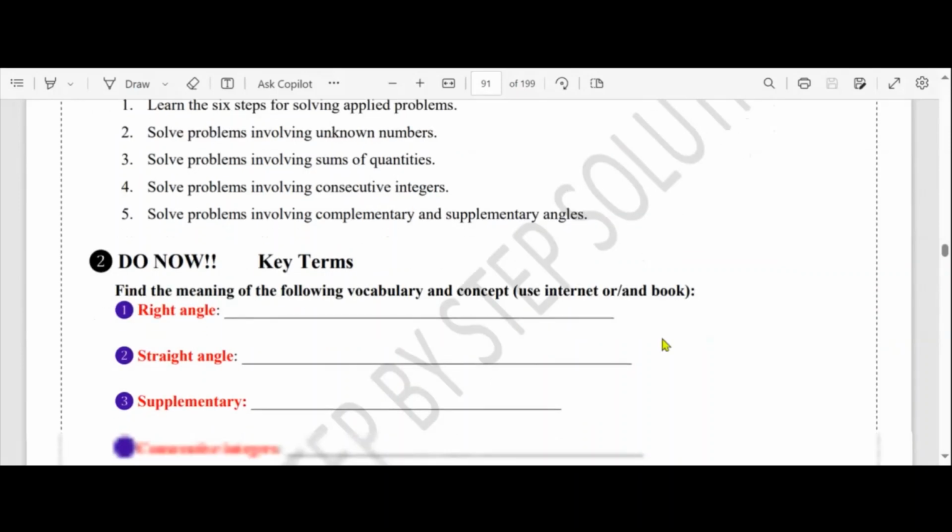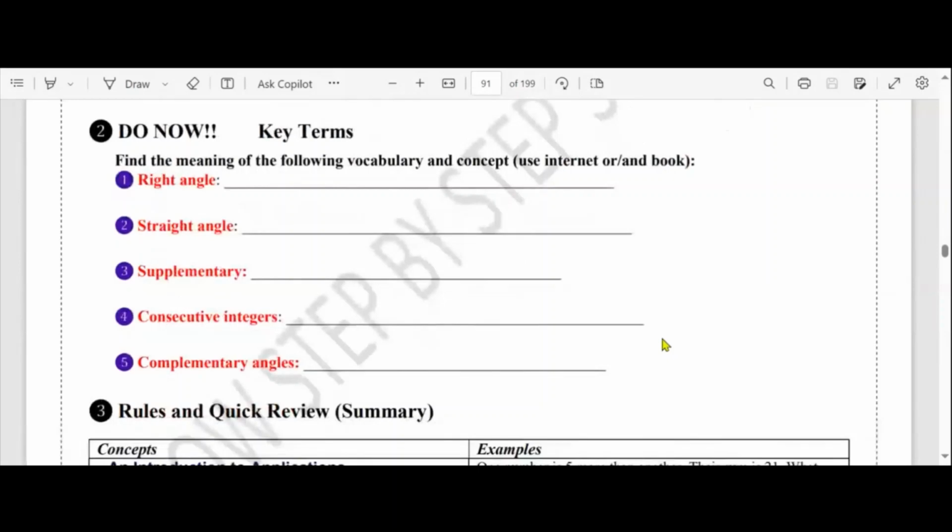Do now. Key terms. Find the meaning of the following vocabulary and concepts using the internet and book. You have 5 words here. Please go to the internet and find the meaning of those words. You have 5 minutes to do it. Right angle, straight angle, supplementary, consecutive integers, complementary angles.